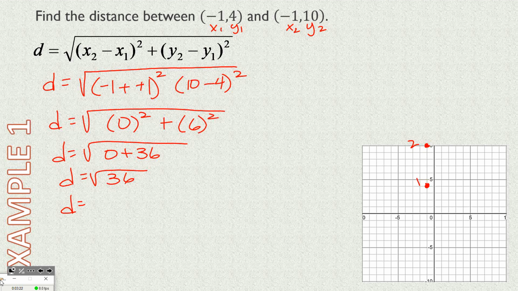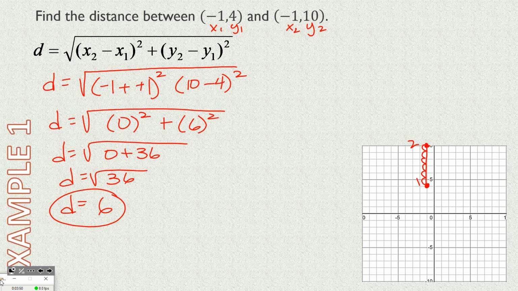So the square root of 36 is a perfect square because 6 times 6 is 36. So the distance between those 2 points is 6 units. And if I look at my graph over here, if I were to walk from point 1 to point 2, it's straight in a vertical line, so I can go up 1, 2, 3, 4, 5, 6 units.